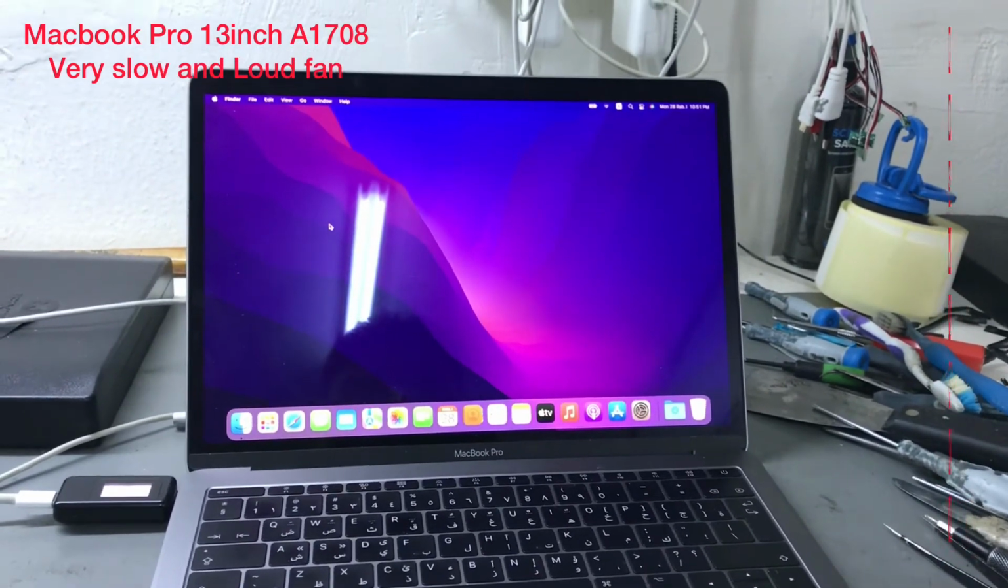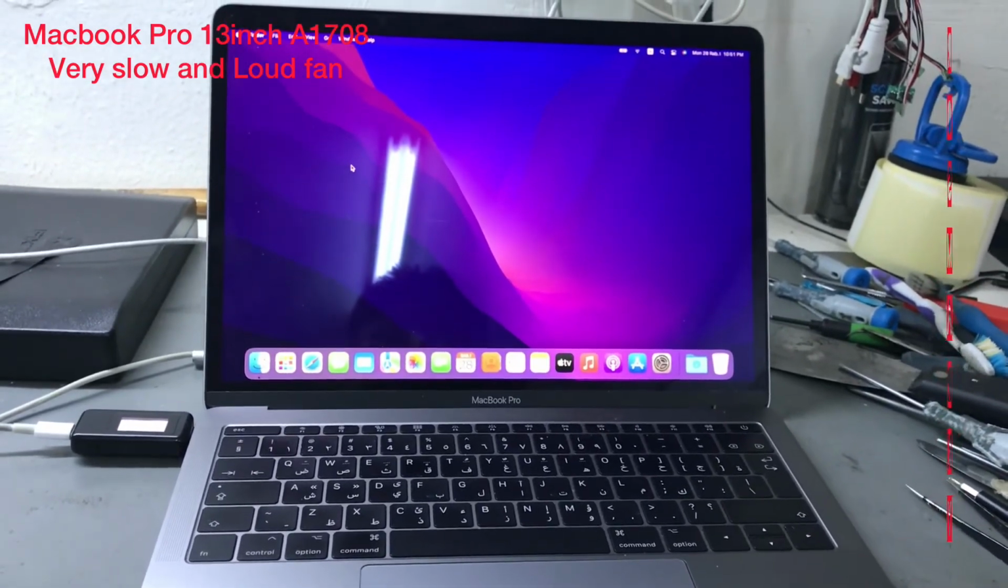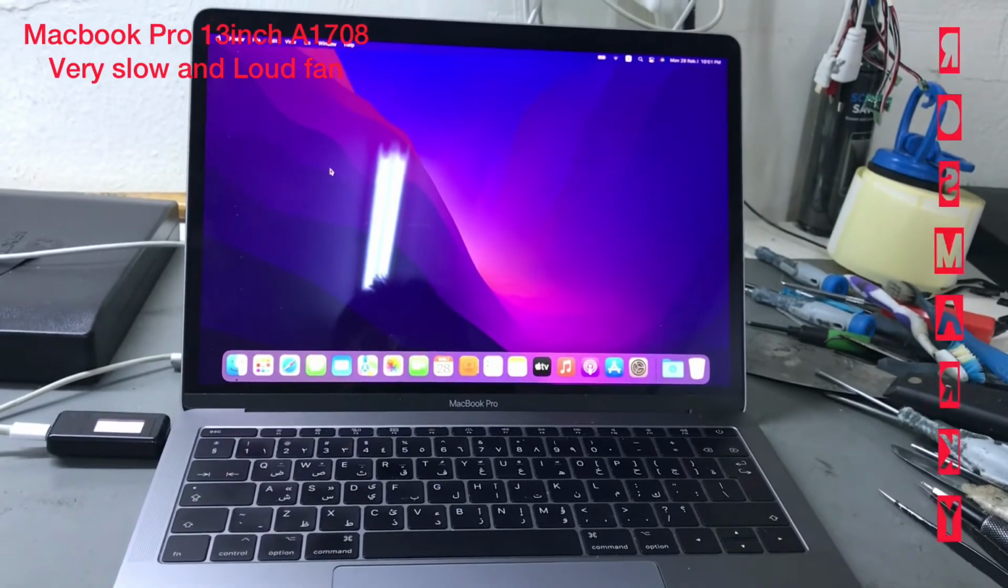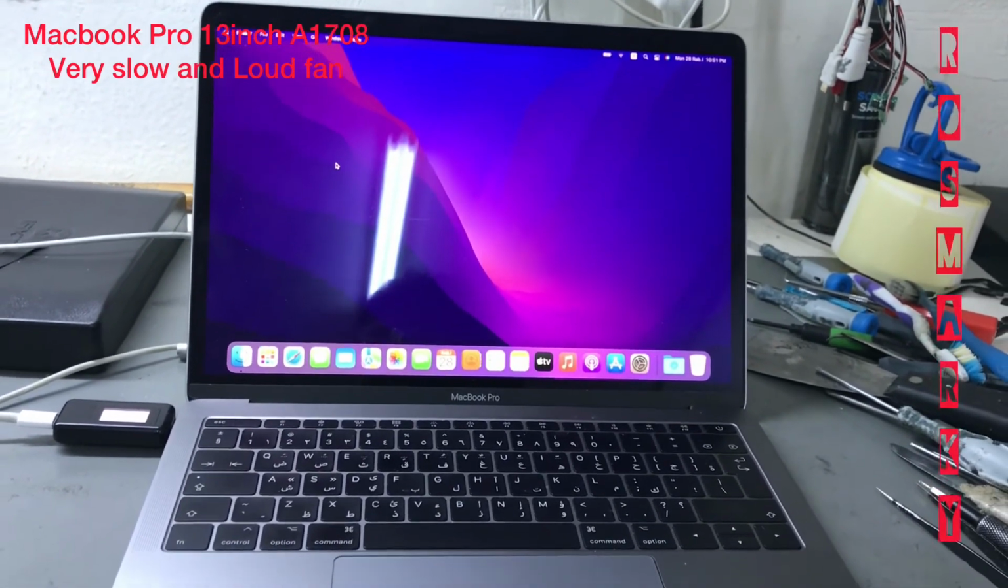And remember, this is a MacBook Pro A1708. The problem was very slow and the fan was too loud or noisy.